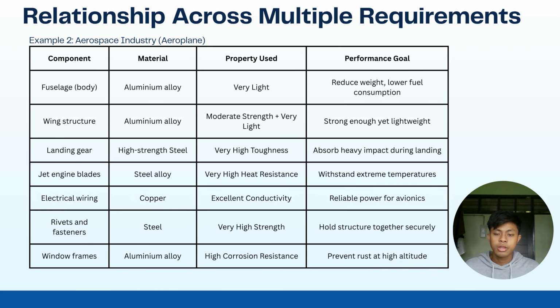For the electrical wiring, we use copper because of its excellent conductivity, and the performance goal is reliable power for avionics. For rivets and fasteners, the material used is steel because of its very high strength, to hold the whole structure together securely. And the last one is window frames. The material used is aluminum alloy. The property used is high corrosion resistance, and the performance goal is to prevent rust at high altitude.